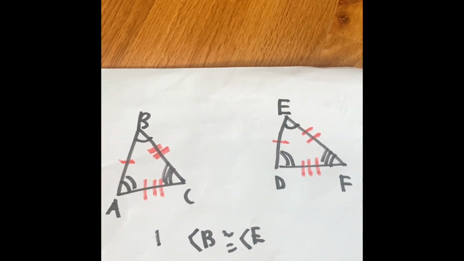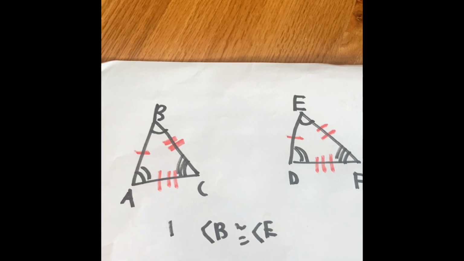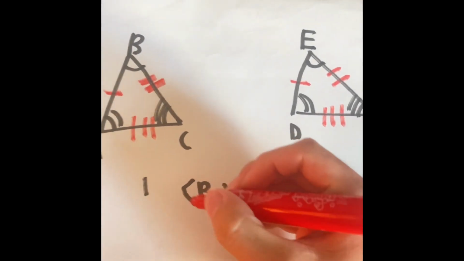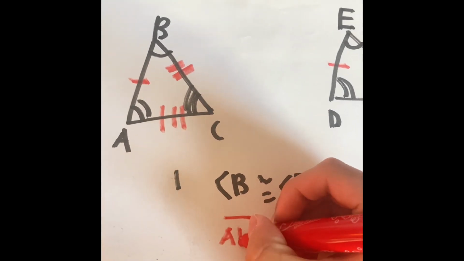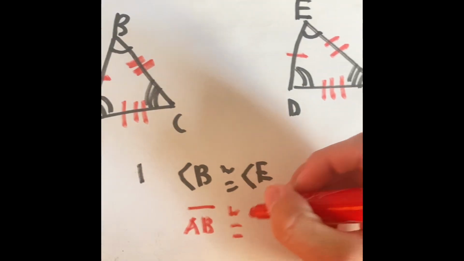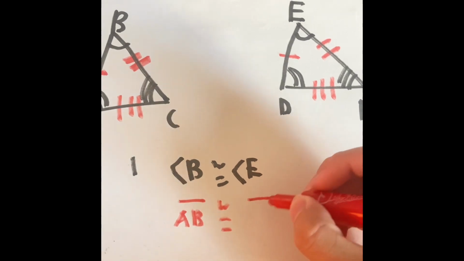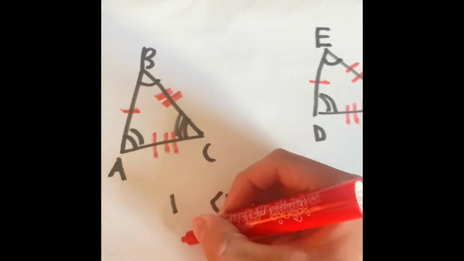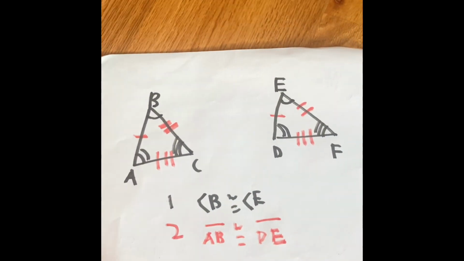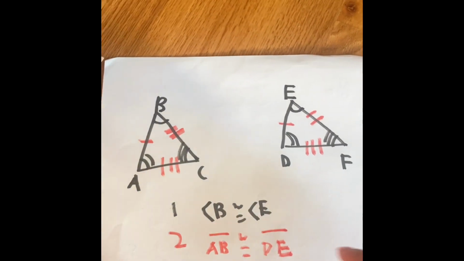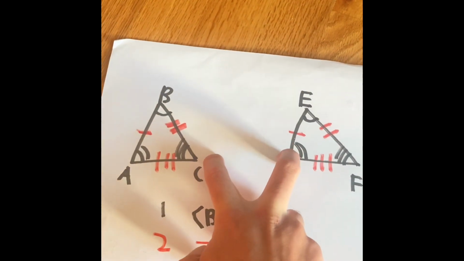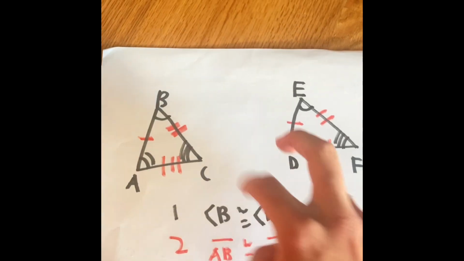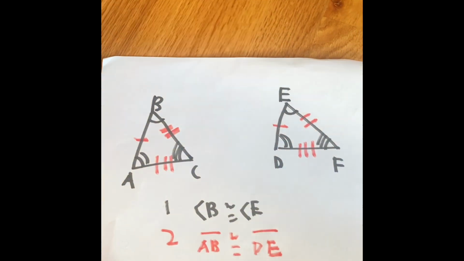We could also do that with segments too. We can say that segment AB is congruent with segment DE. That can be reason number two. So, these two are congruent, but these are the figures that are proving that these two triangles are congruent.